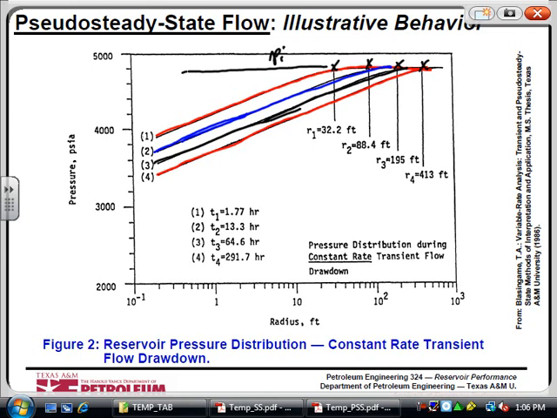Why would the position of the pressure distribution be important to you? I think I just said that. Why would it be important? Because the skin is going to change. There's no skin here. Let's ask the Kazakhs. Ready?